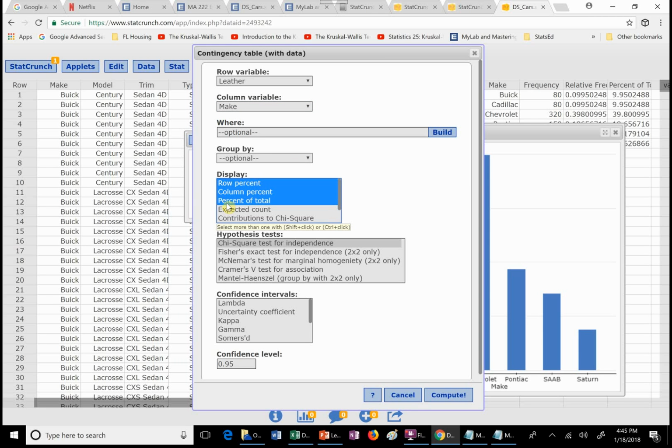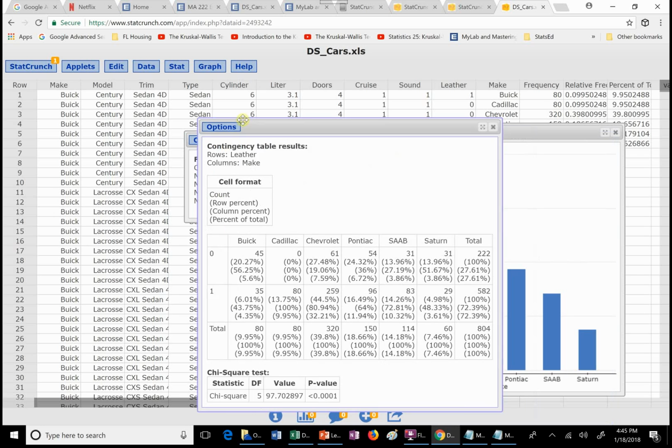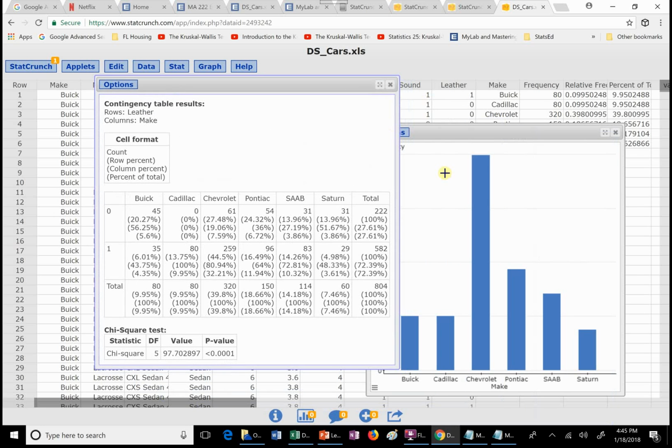I'm just going to drag, or you can click on one and hold control. Okay. And I'm not going to worry about these things right now. We're going to come back to these other parts of the table later. And just hit compute. And there's my contingency table. Very busy. Okay?